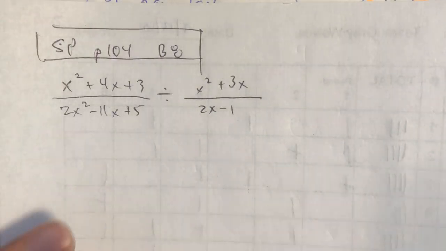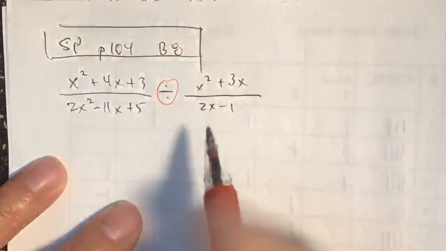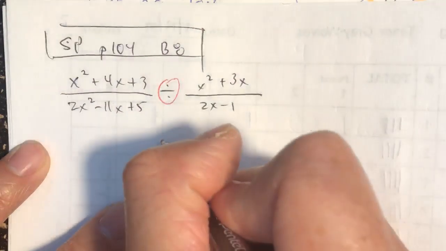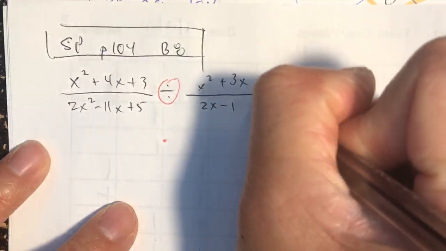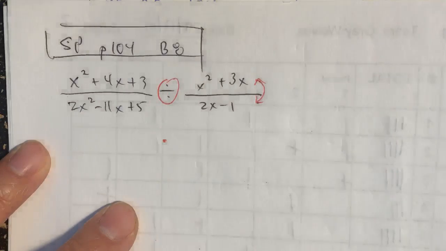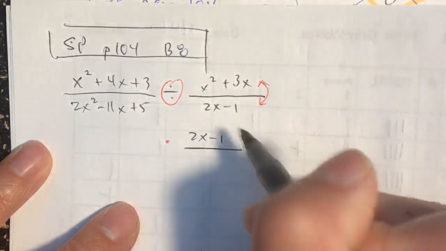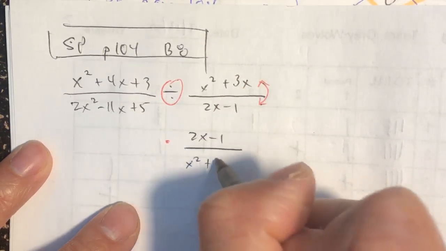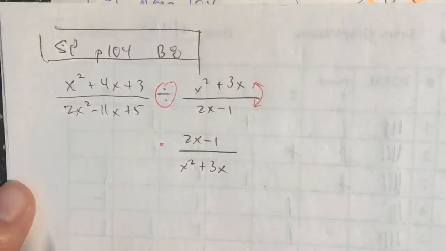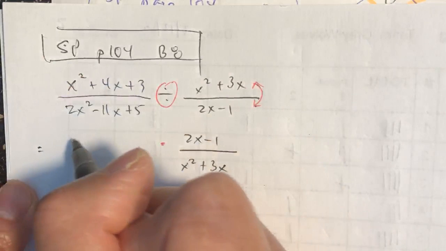So if I apply the division symbol now, this will turn into multiplication, and I'll need to flip or take the reciprocal of the second one. So the 2x minus 1 is now on top, and x squared plus 3x is down on the bottom. And then this remains the same.